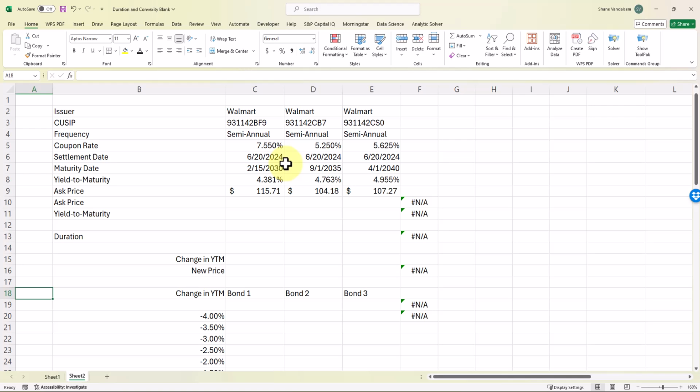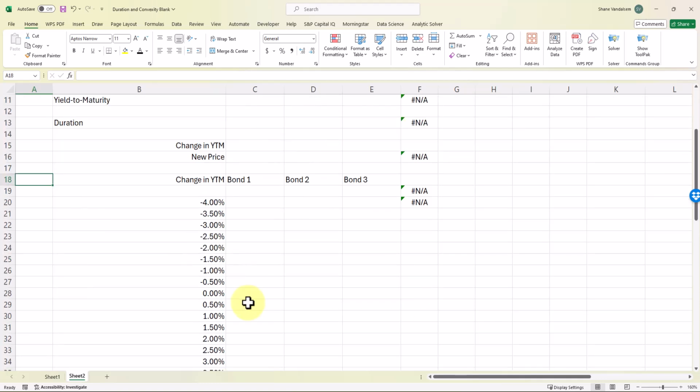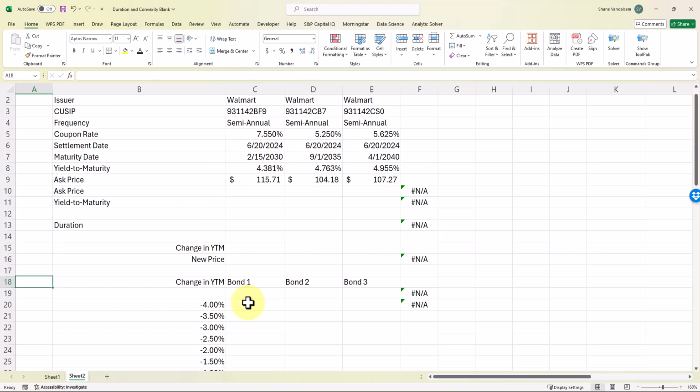use our calculations for the ask price to demonstrate the sensitivity of the value of the bond to a change in the yield to maturity. So I'm going to calculate the duration of each of these bonds, and then I'm going to demonstrate how that duration relates to the sensitivity of the price of the bond to the change in the yield to maturity for that bond. So again, we've got 3 bonds out here.